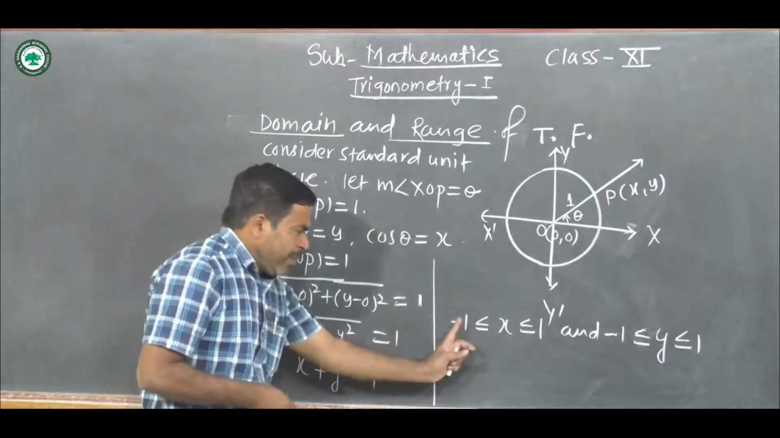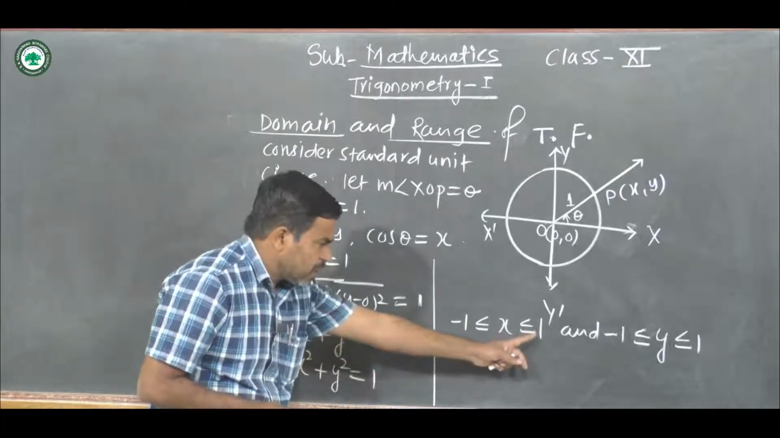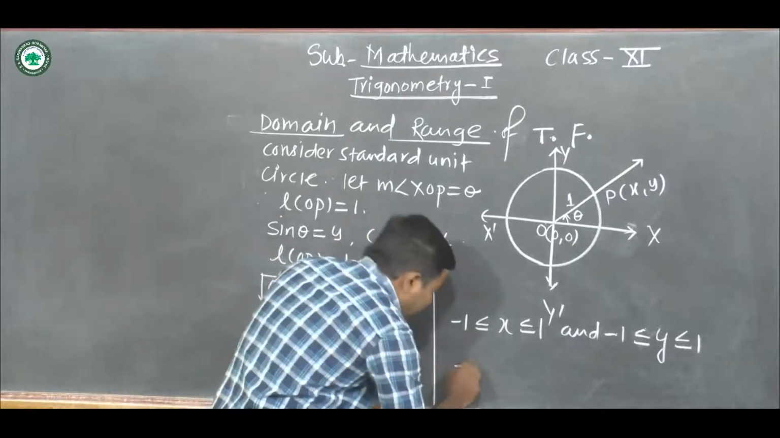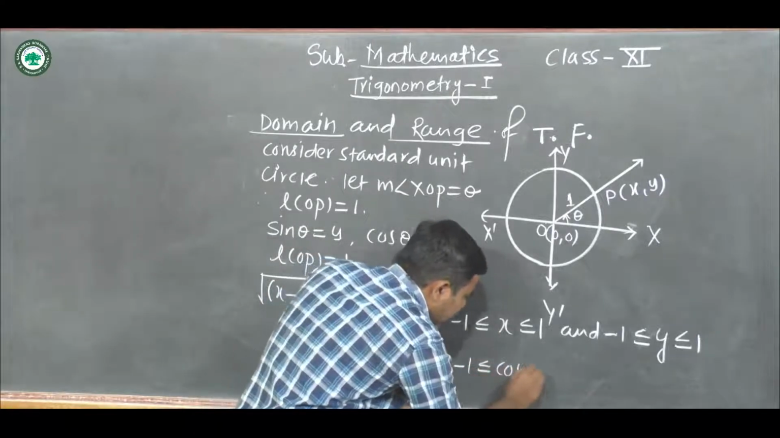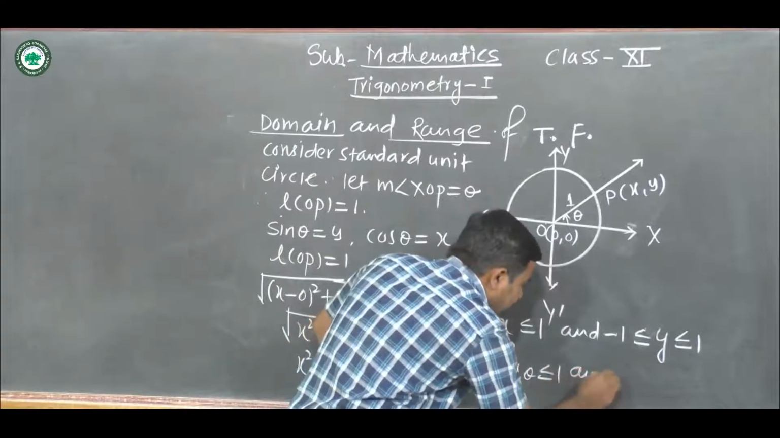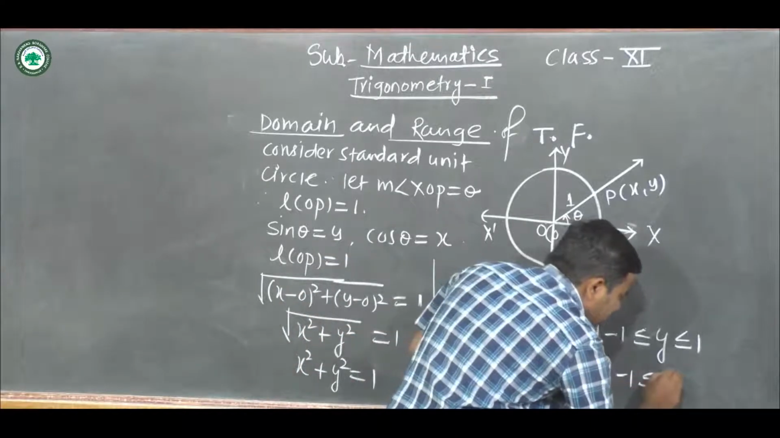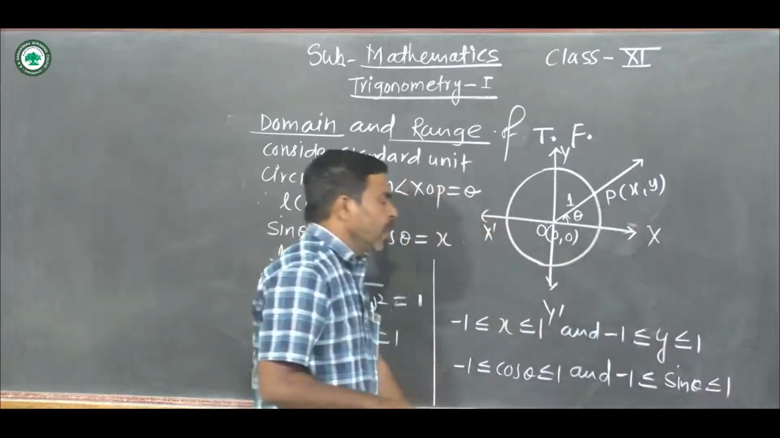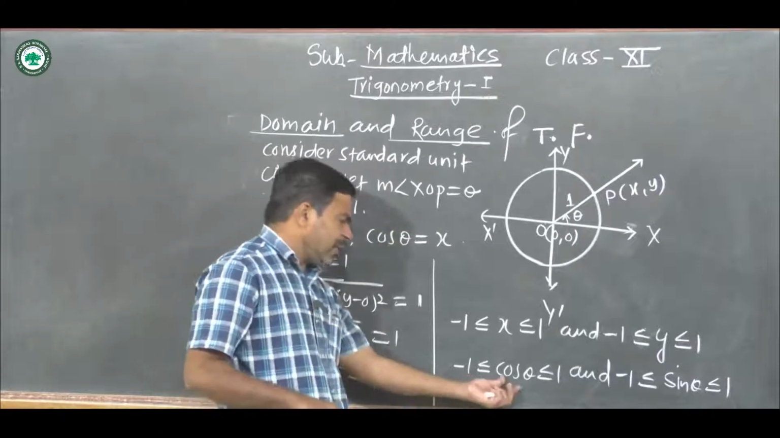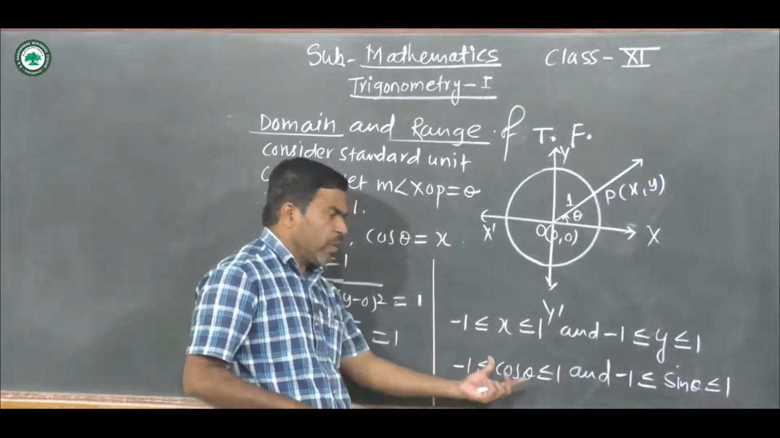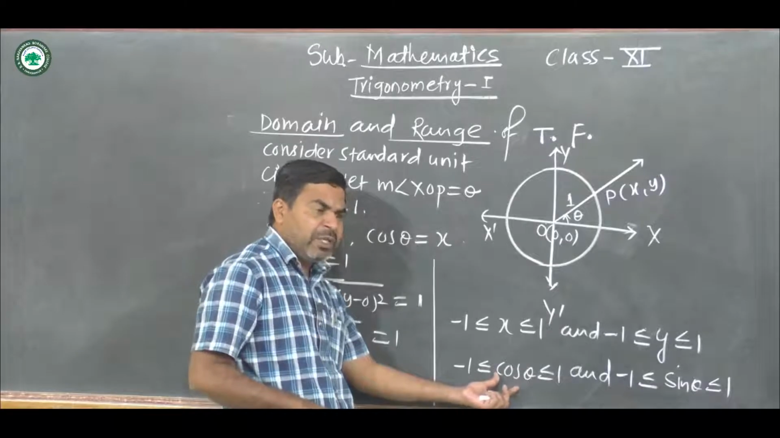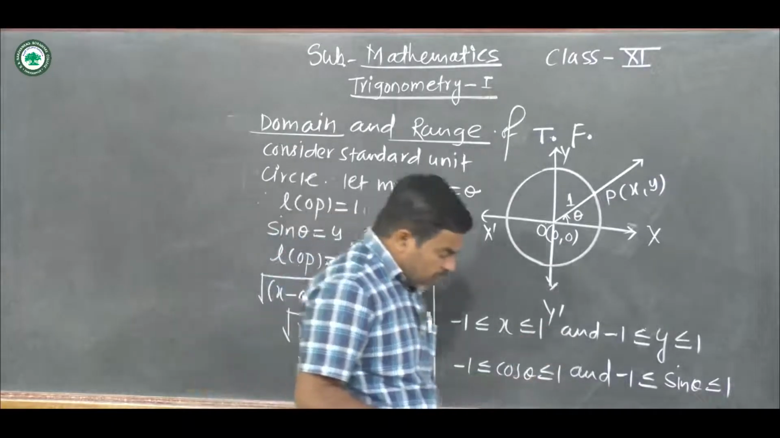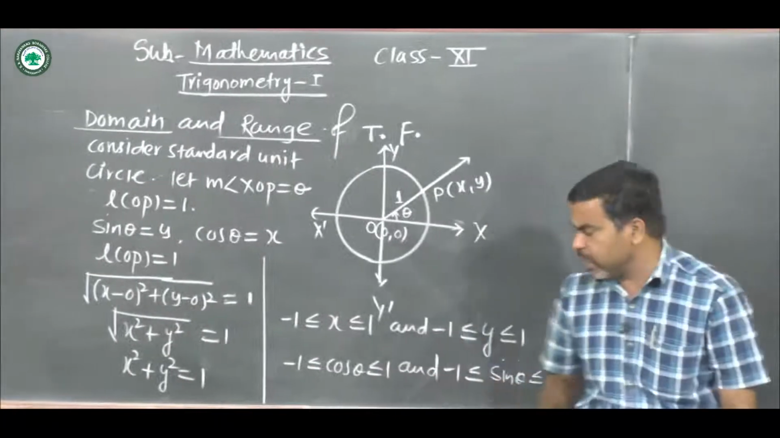Now here, minus 1 is less than or equal to x is less than or equal to 1. But what is x? This x is cos theta. So therefore minus 1 is less than or equal to cos theta is less than or equal to 1, and minus 1 is less than or equal to y, what is y? Sin theta. So sin theta is less than or equal to 1. It means the values of cos theta are always in between minus 1 to 1. So the range of cos theta is minus 1 to 1, as well as the range of sin theta is here also minus 1 to 1.